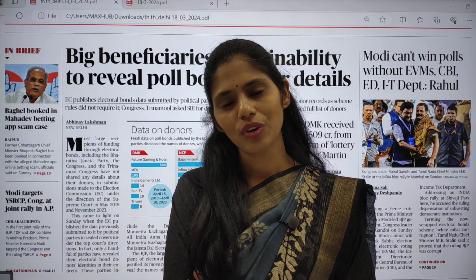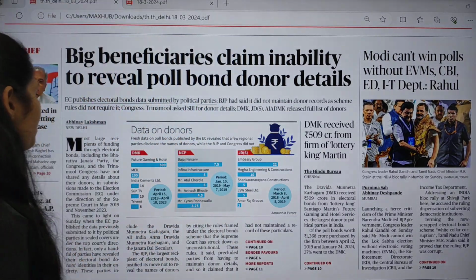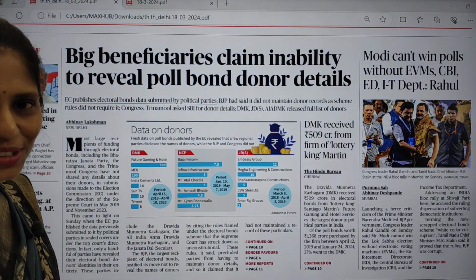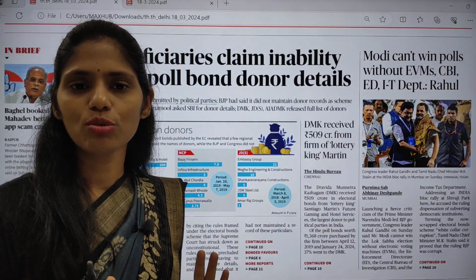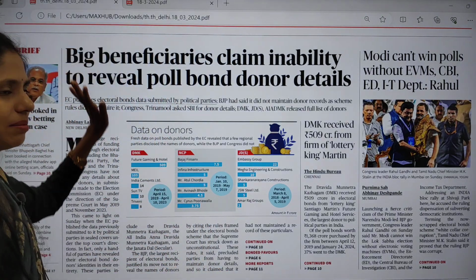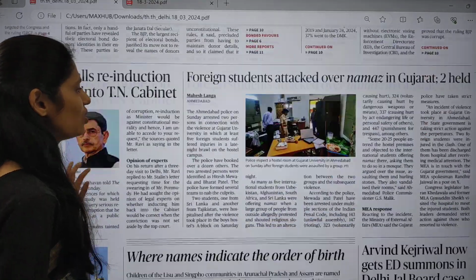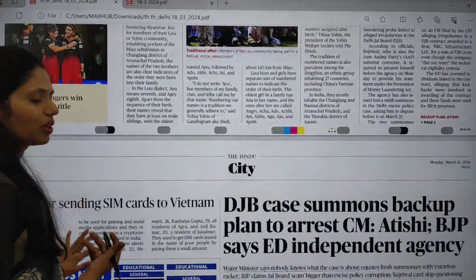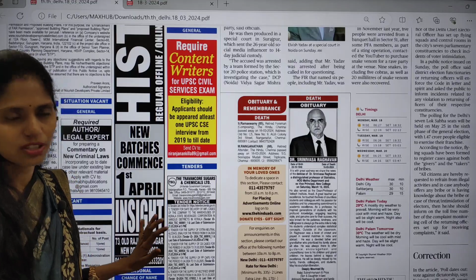Now without wasting any time, let us see the front page. So this is the front page, and good news for you students, there is no article which is important from your front page today. So simply skip this front page. Even in the city page I found nothing much important. You can skip this and directly move on to the states page.